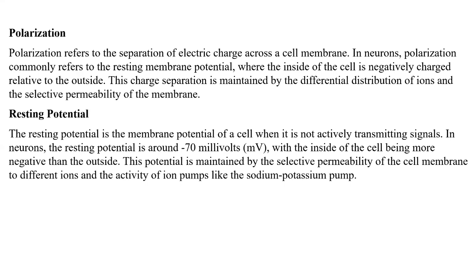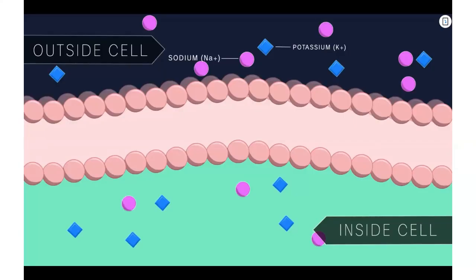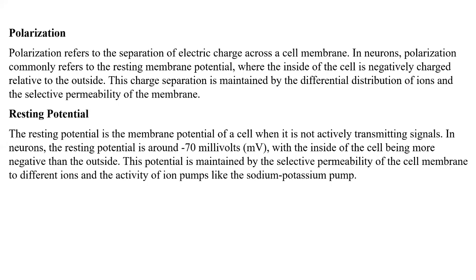So what is polarization? Let's understand these two terms, polarization and resting potential, which I used when I showed you this picture. Polarization refers to the separation of electric charge across a cell membrane. In neurons, polarization commonly refers to the resting membrane potential. Okay, when we are talking about polarization, we are referring to the resting membrane potential, like when there is no signal, when your body is just at rest, and there are no upcoming signals.